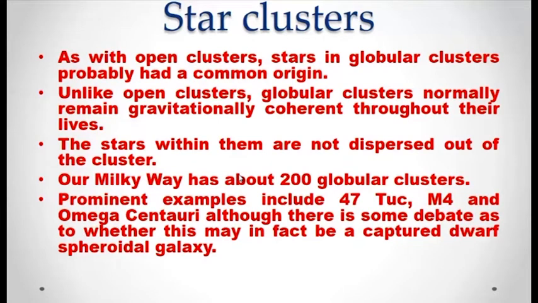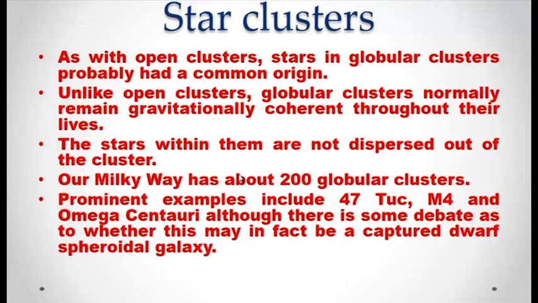Comparing this globular cluster with an open cluster, the globular cluster has a common origin like the open cluster. Unlike open clusters, globular clusters normally remain gravitationally coherent throughout their lives. So the dust and gases present in the globular cluster will be gravitationally coherent, and the stars within it are not dispersed out of the cluster. It is another important and unique property of globular clusters.